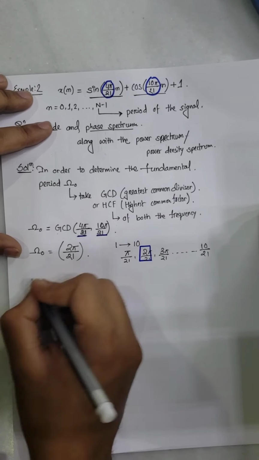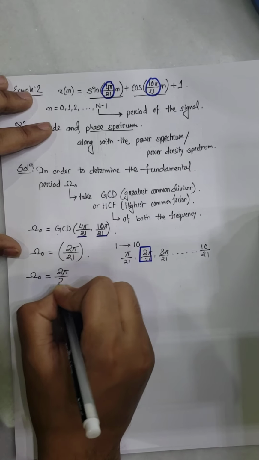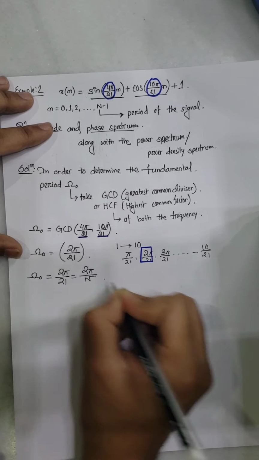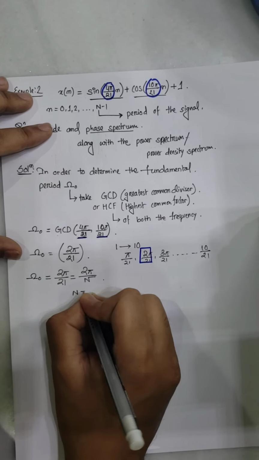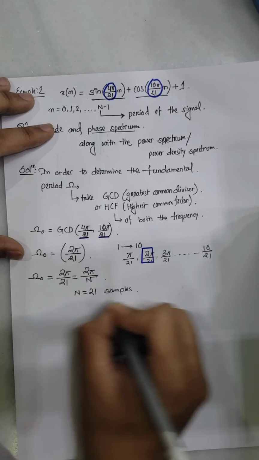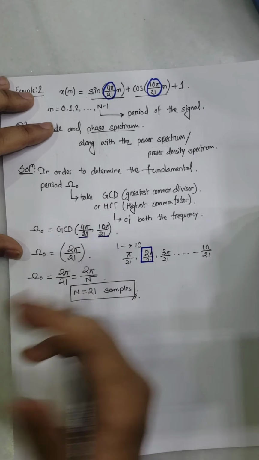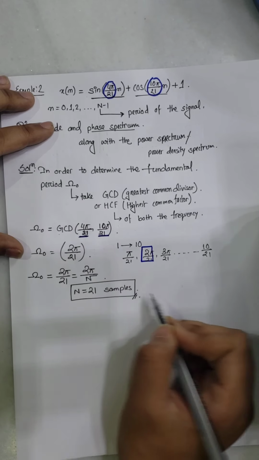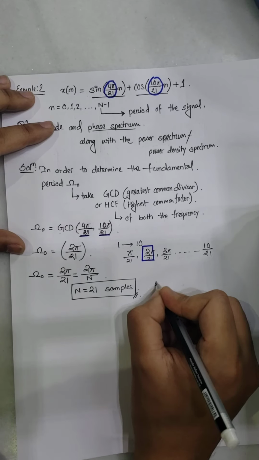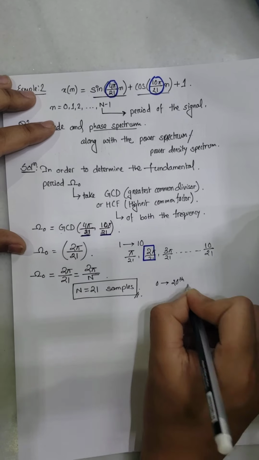So from this, we know that omega naught equals twice pi over 21, which is written in the form of twice pi over N, and consequently N in our case is 21 samples. That means the signal will repeat itself after the 21st sample, or if we take from 0, the 20th sample.